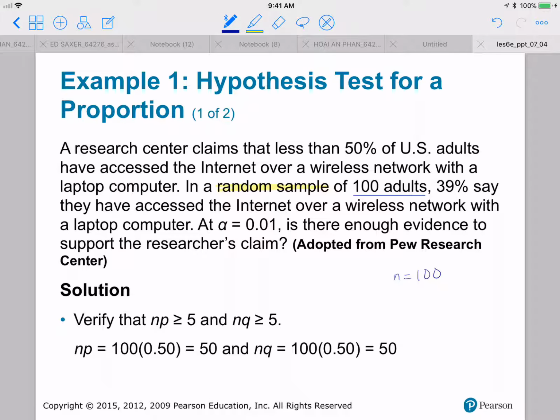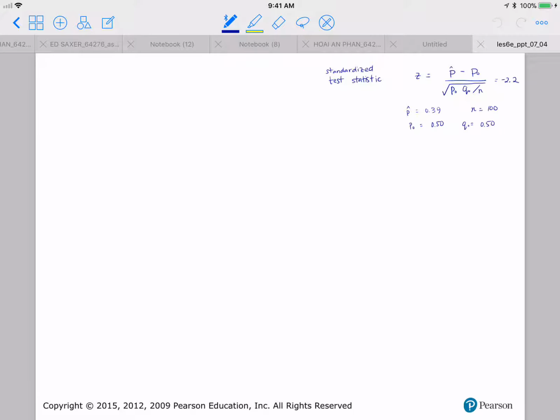Now it says 39% say they have accessed the internet over a wireless network with a laptop computer. This information is telling us that our p hat is equal to 39%. So this is the proportion of our sample that satisfies whatever requirement we're looking at. Now I want to take this time and actually remind you of the formula: p hat is equal to x over n.